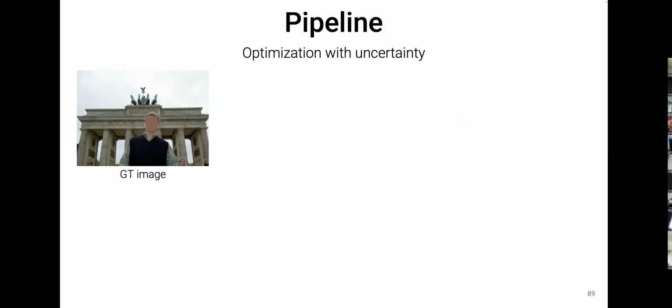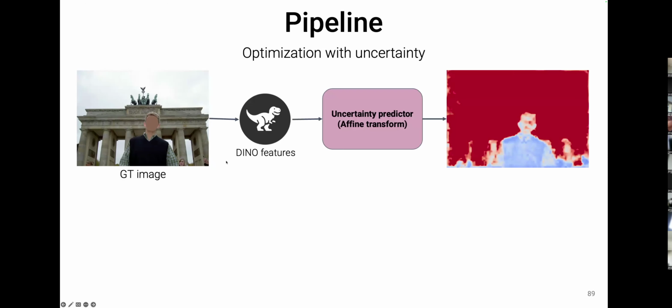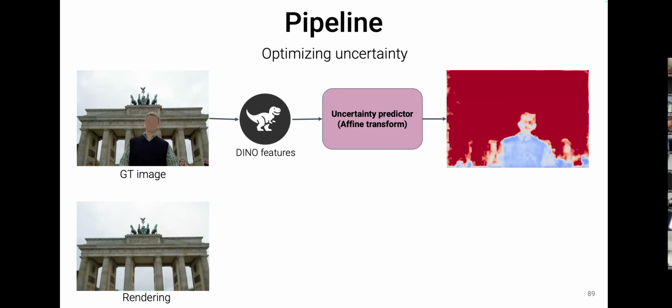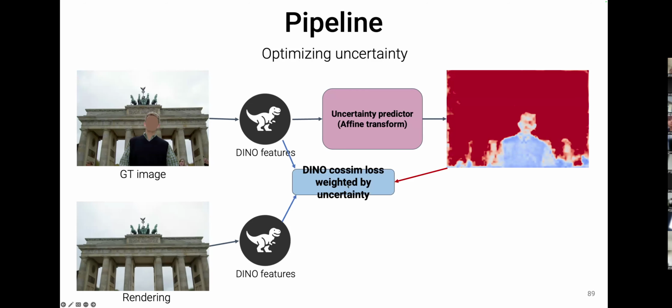But on the other hand, you also want to remove the uncertainty, as we said before, right? So again, this part will be very similar to NeRF on the Go. It's like extract the DINO features, get the, again, affine transformation. We just predict the uncertainty out, and you have the SSIM and the L1 loss, same thing, and you also weight by the uncertainty, same thing. Yeah, and to optimize this uncertainty, again, you just have the DINO features from the ground truth and the rendered one, and then just have this cosine similarity loss, same as before.